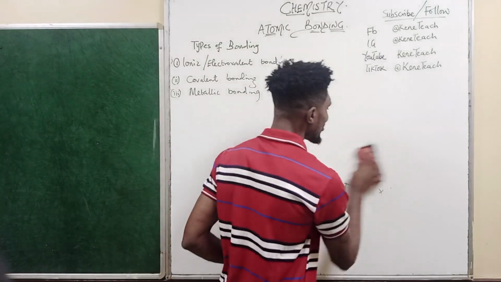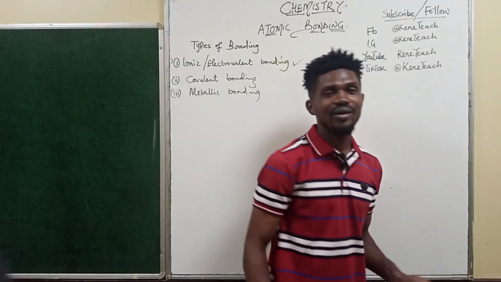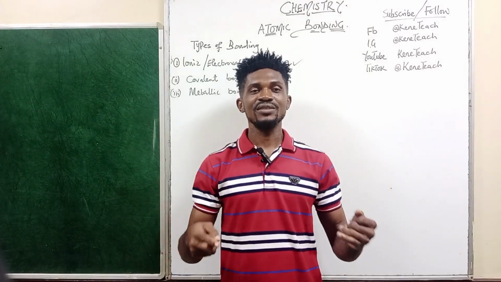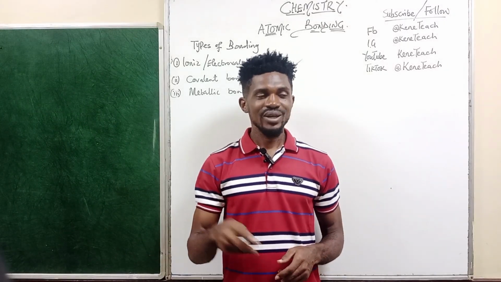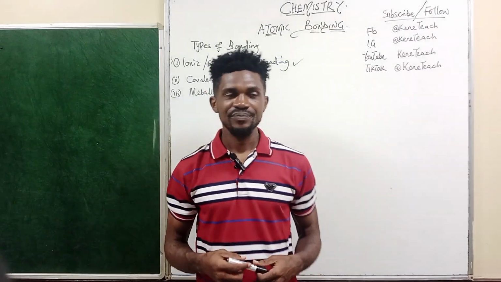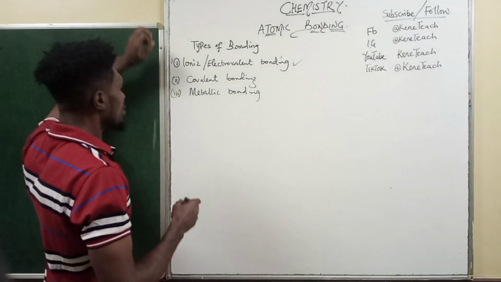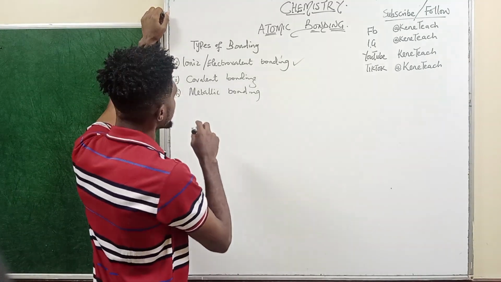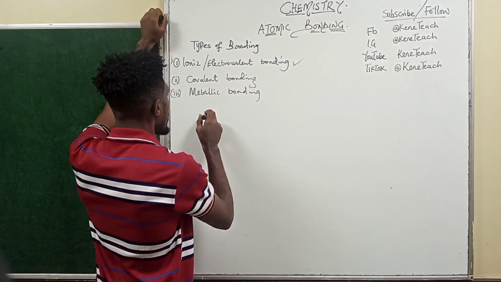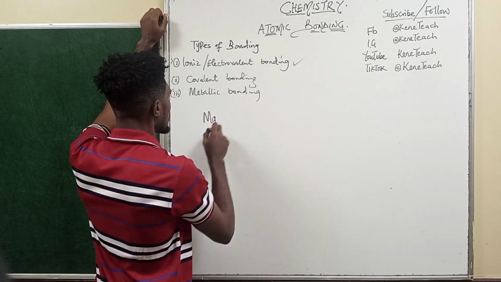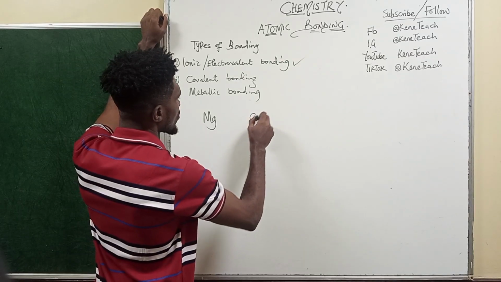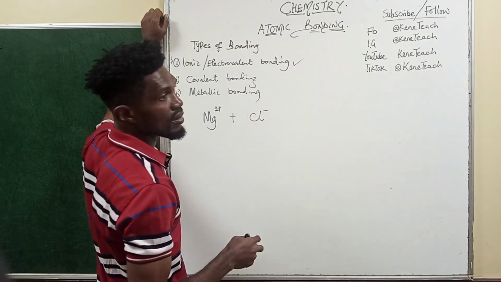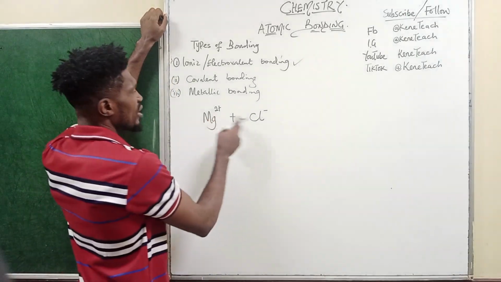But then, please don't get it twisted. Positive can actually bond with positive. But that's an explanation for another day. So I'm going to give us another example here. The example I'm giving here is magnesium and then chlorine. Previously we did magnesium and oxygen.